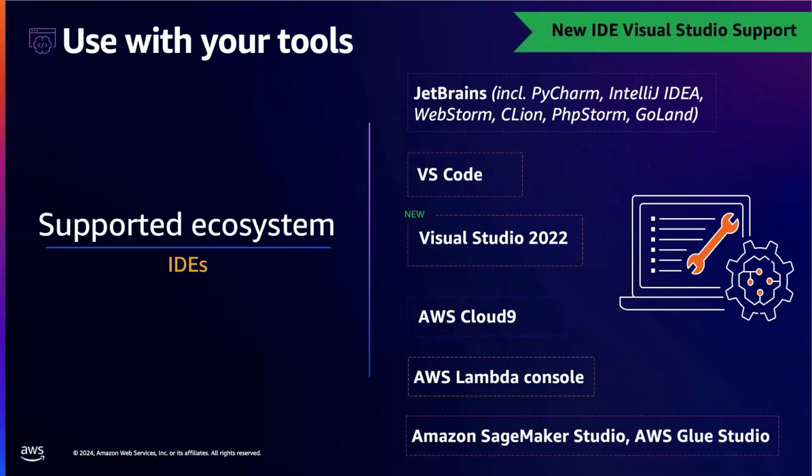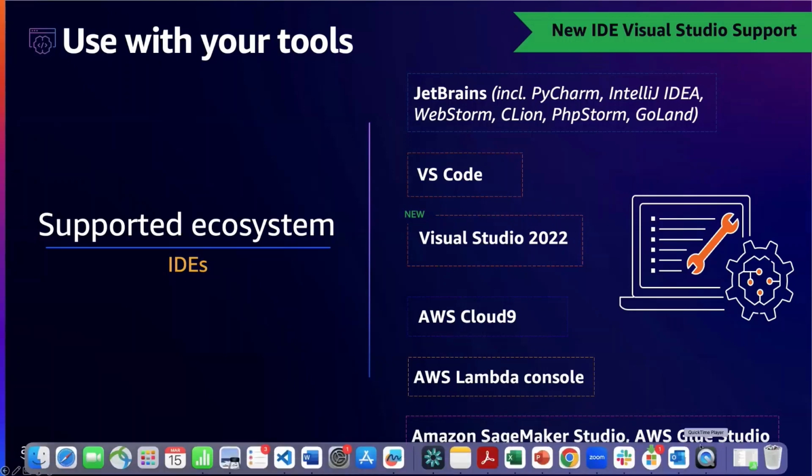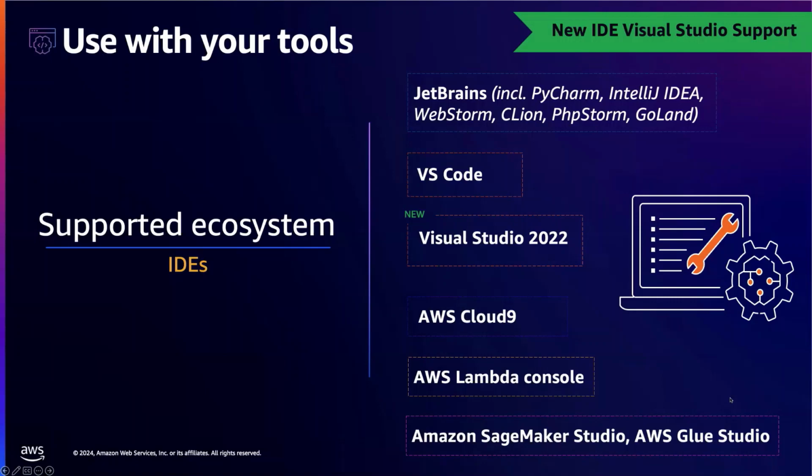And the IDEs which it supports: Visual Studio, and it supports JetBrains. If you are an AWS developer doing coding on the Lambda console, it supports Lambda. And if you are a data scientist using SageMaker Studio, you have capabilities. Code Whisperer is also part of Amazon SageMaker Studio. And also, if you are doing ETL jobs, you can use it as part of Glue Studio as well.